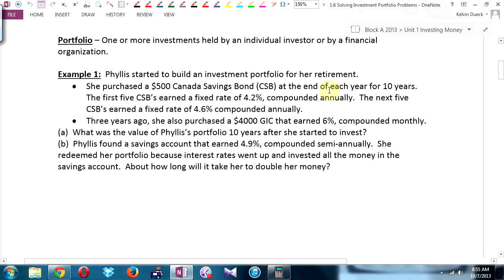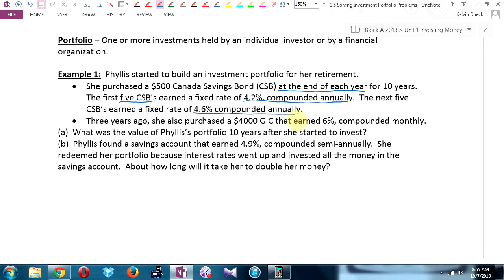So it looks like she's paying $500 in every year, for 10 years. The first 5 CSBs earned a fixed rate of 4.2% compounded annually. The next 5 CSBs earned a fixed rate of 4.6% compounded annually. I think we're going to have to do the first 5 years, write down the answer and the information, and then do the next 5 years at a different rate, and write down that new information. Is that okay so far?